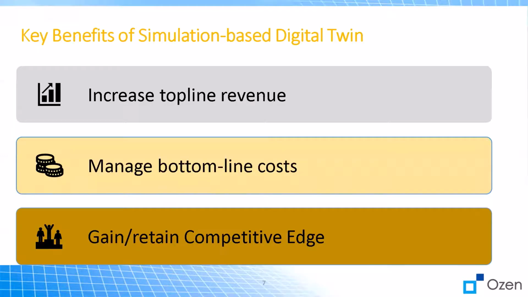So what are the key benefits of a simulation-based digital twin? Increase top-line revenue, manage bottom-line costs, gain and retain competitive edge. Digital twin is an interesting new technology, but the key benefits are financial, right? Digital twins offer value through both cost savings and new revenue. The return on investment, or ROI, comes from one, cost savings related to warranty and operation, and two, new revenue resulting from innovative business models and new products.